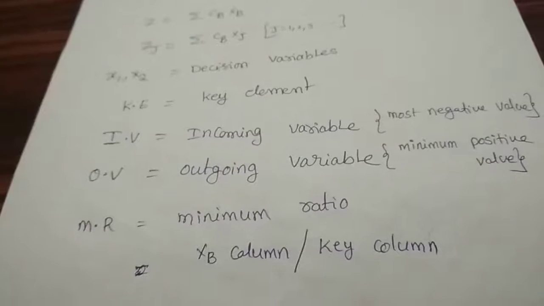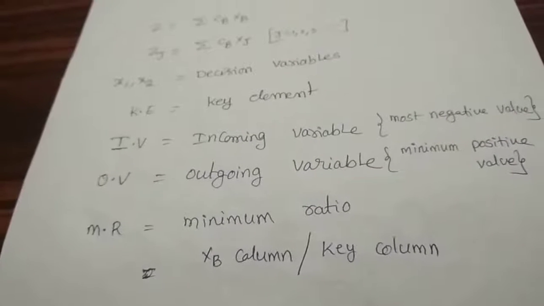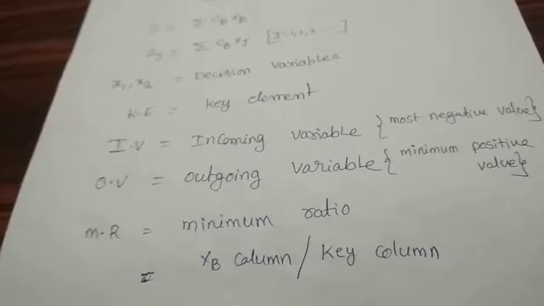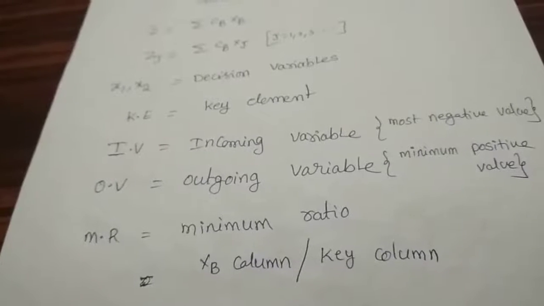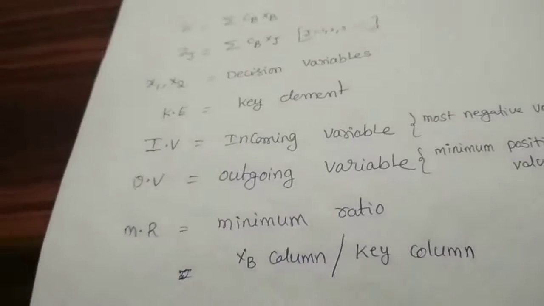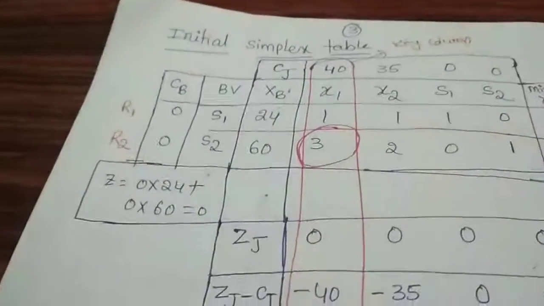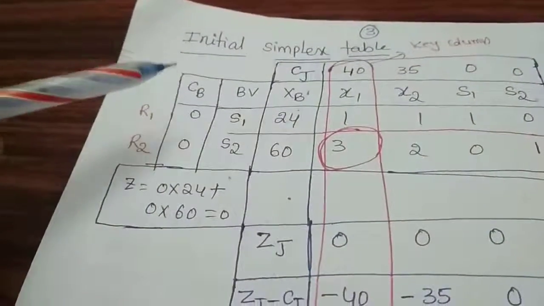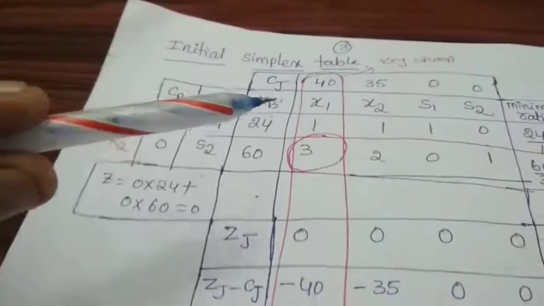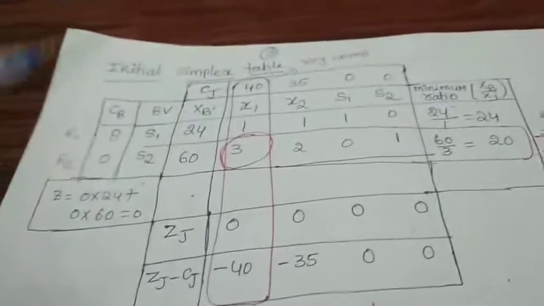How do we calculate the minimum ratio value? It is the XB column divided by the key column. So these are the columns we are using to calculate the simplex table. Now coming to the first initial simplex table. In this table, first we consider CB, BV, XB, x1, x2, s1, s2, and the last column is the minimum ratio.